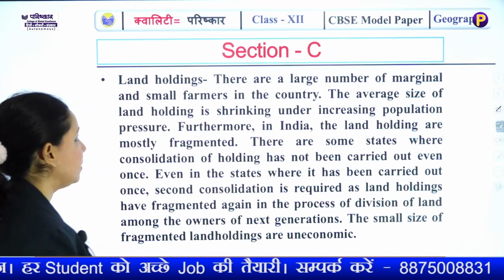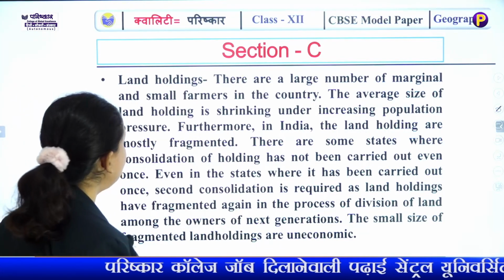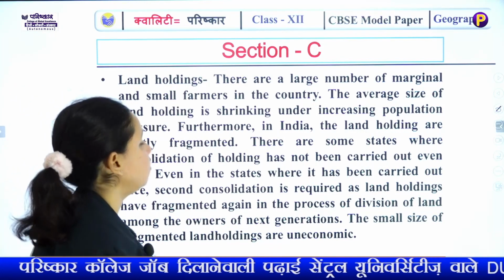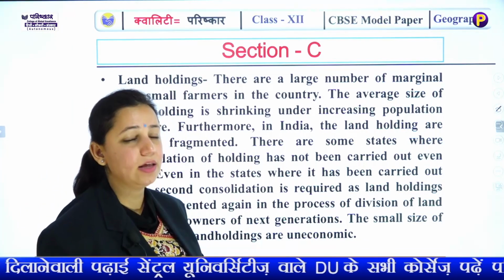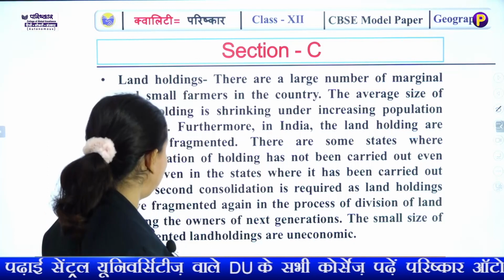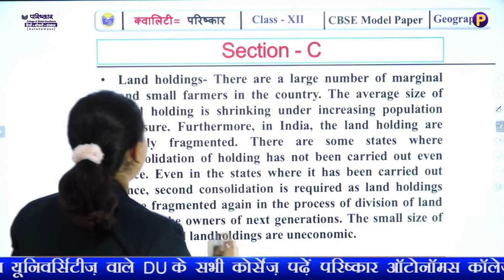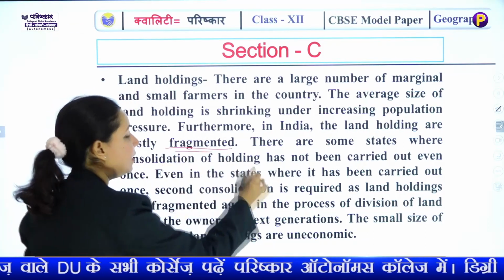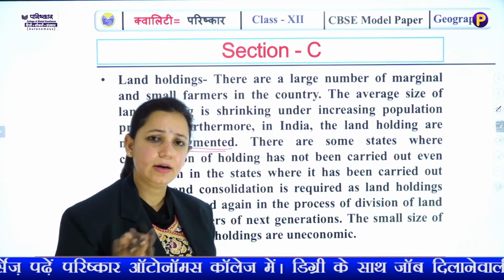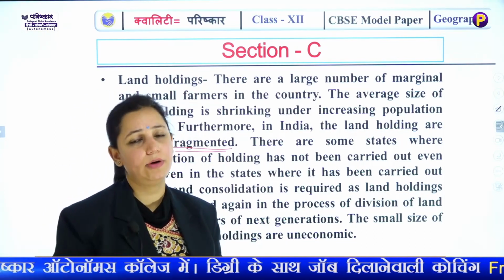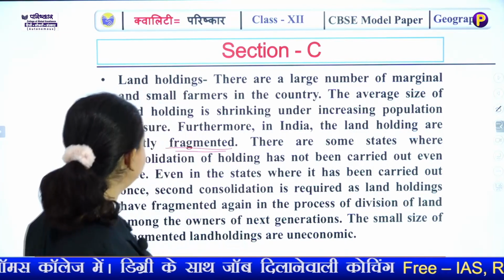Land holding: there are a large number of marginal and small farmers in the country, so we have small land holdings. We do not have big land holdings. They are mostly fragmented because the land is divided within the family itself, so the size of the land holding gets smaller and smaller, and the productivity gets low.